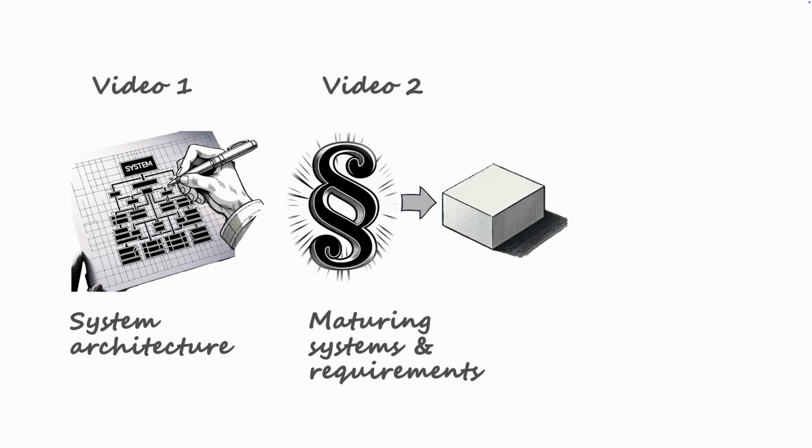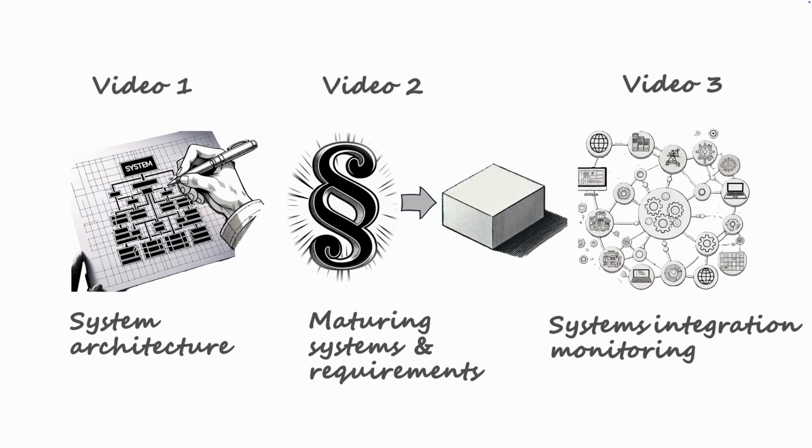Maturing system and requirements. Here we will take you through how to handle requirements and continuously mature them as the design progresses. And system integration monitoring. When the system architecture is in place, we can start enriching it by utilizing a structured approach to map and track how the subsystems interact and influence each other.